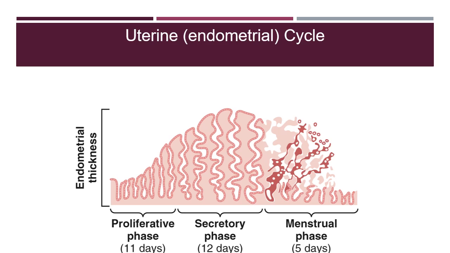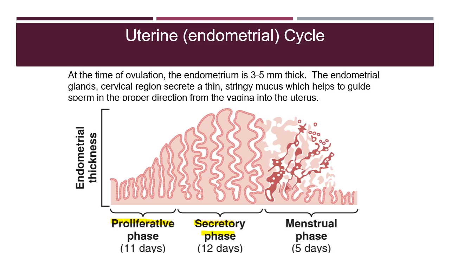As you can see in this figure demonstrating the different phases of the endometrial cycle, in the proliferative phase, we have a progressive increase in the thickness of the endometrium. And at the time of ovulation, the thickness of the endometrium is about 3 to 5 millimeters. The endometrial glands and the cervical region will secrete a thin stringy mucus, which helps to guide the sperm in the proper direction toward the uterus.